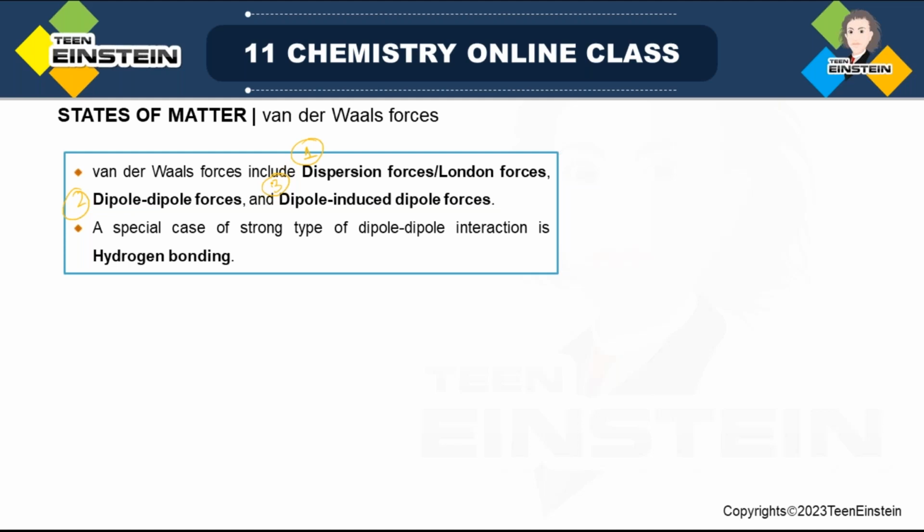There is another special case of a strong type of dipole-dipole, under type 2. There is a specific case which is known as hydrogen bonding. But hydrogen bonding we have already discussed in the previous unit, so it will not be discussed in detail here. It is a special case of dipole-dipole interaction.